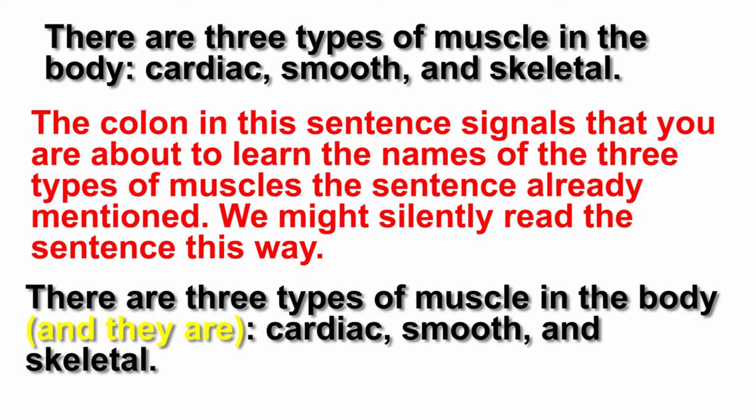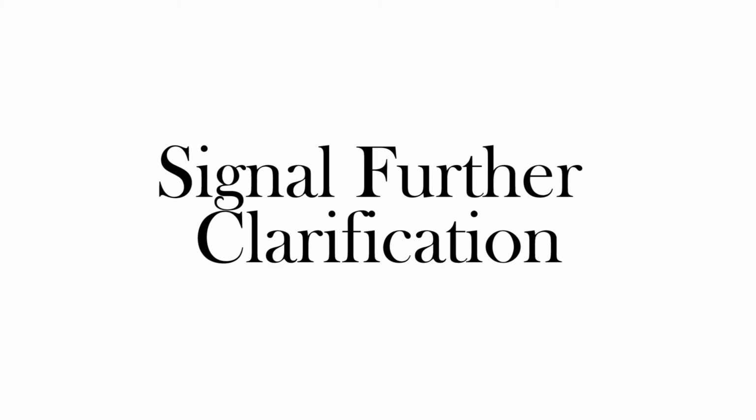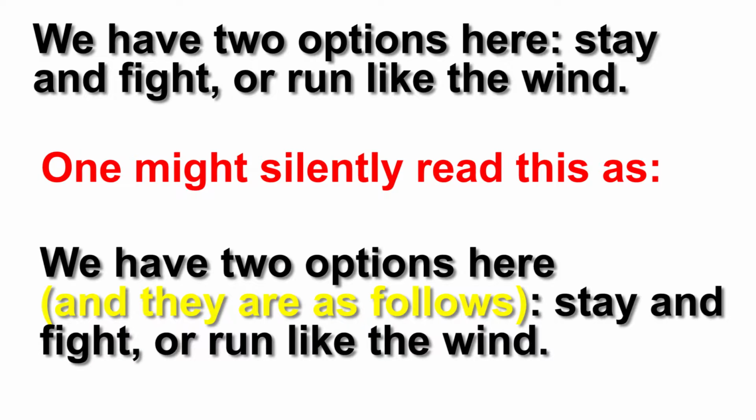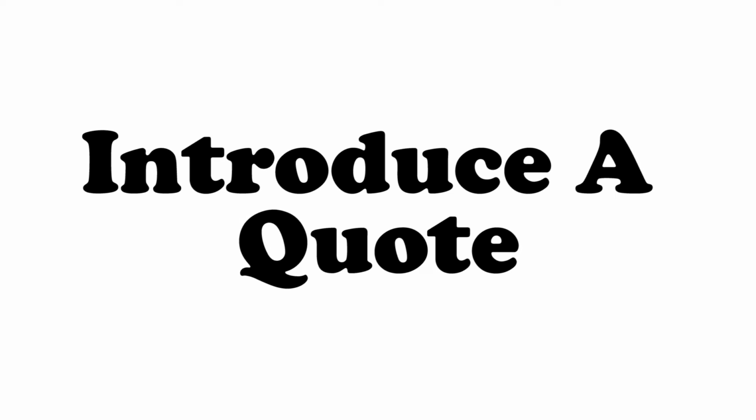Another way that the colon can be used is to signal further clarification. For example, we have 2 options here: stay and fight or run like the wind. One might silently read this like, we have 2 options here, and they are as follows: stay and fight or run like the wind. The colon here is being used kind of like the last one, but here it's giving you 2 options and pointing out that you can either stay and fight or run like the wind. And the words in yellow do not need to be included because it is already shown that the colon can add those words without you having to write them.